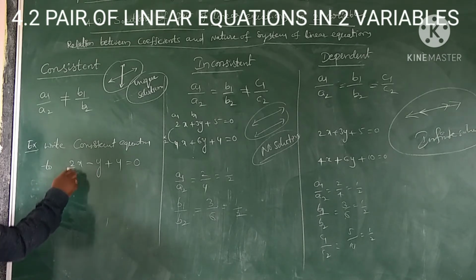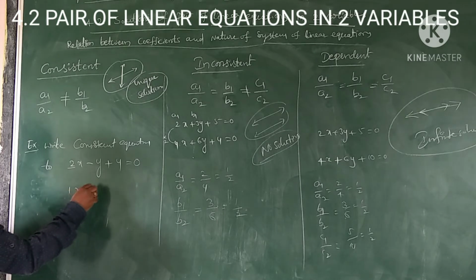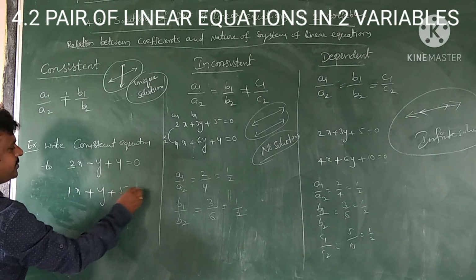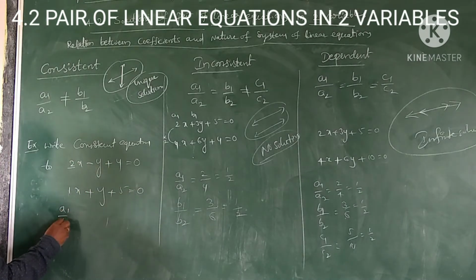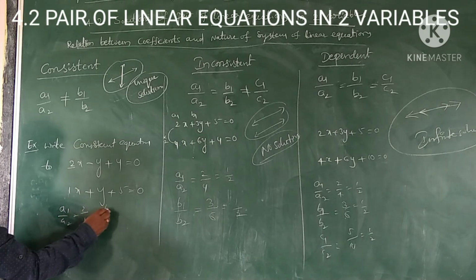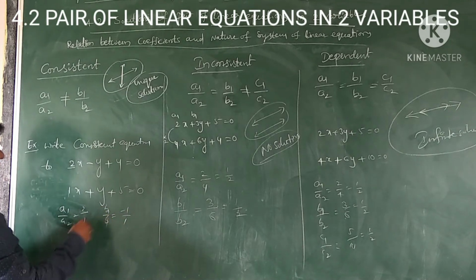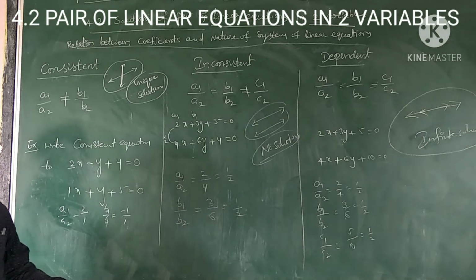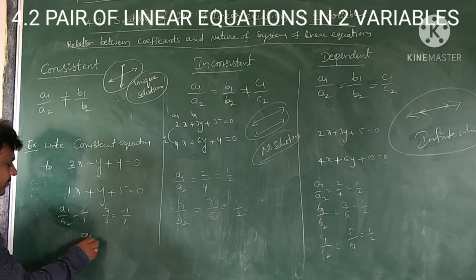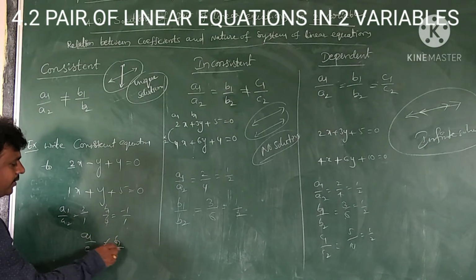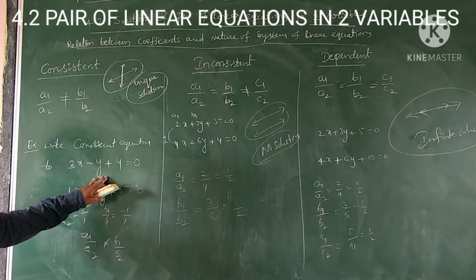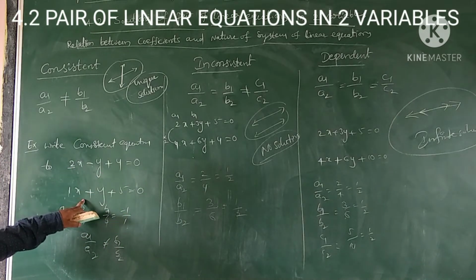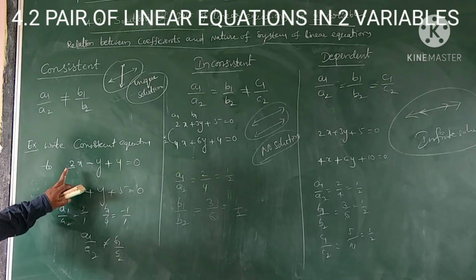So, simply we can write x plus y plus 5 is equal to 0. Observe here, a1 by a2 is 2 by 1, b1 by b2 is minus 1 by 1. These both are not equal. a1 by a2 is not equal to b1 by b2. Students, this is a dependent. How many dependent equations? Infinitely many.